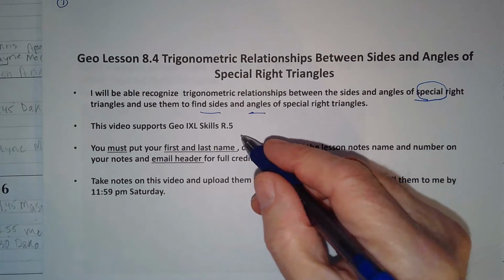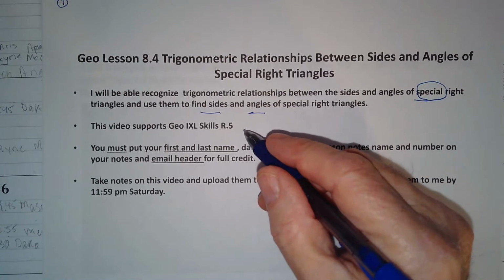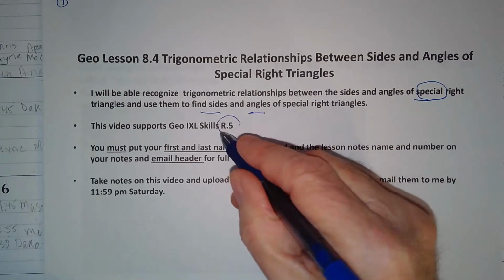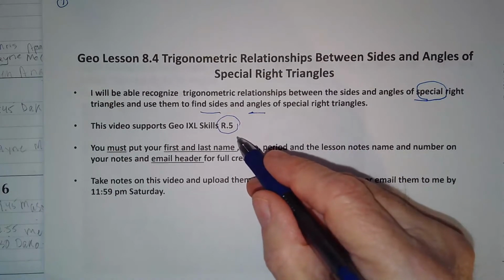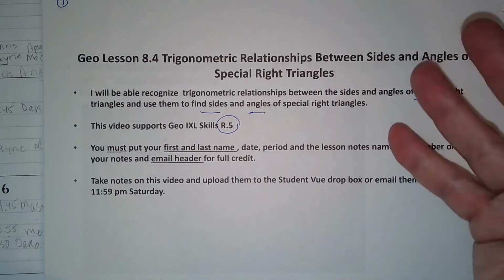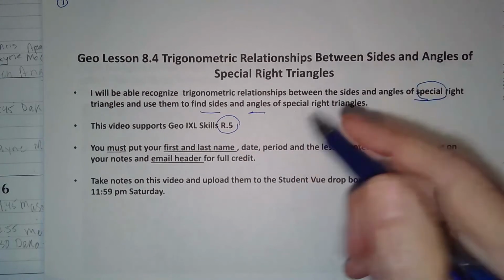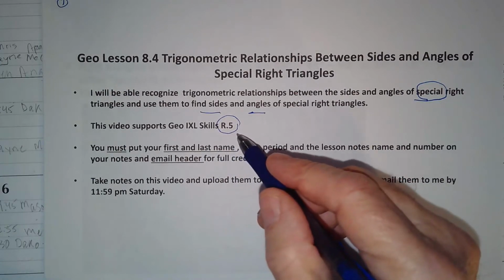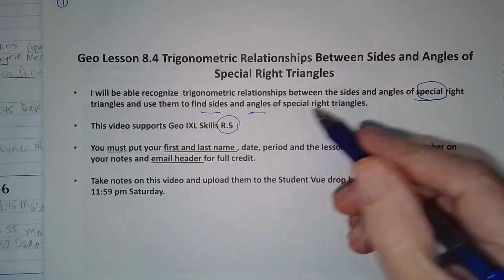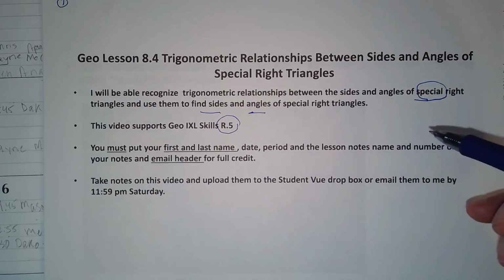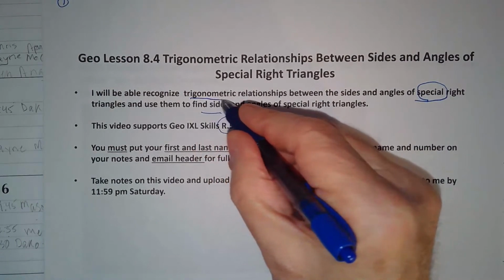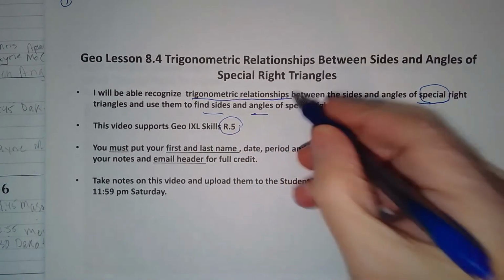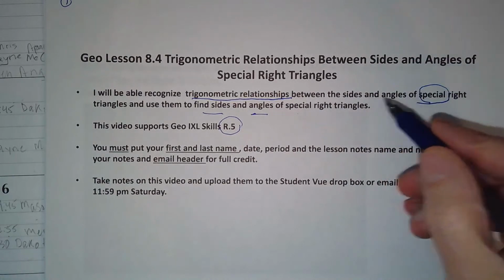And this video solely supports Geometry IXL Skill R5. If you'll remember, I originally was going to include the information that is in this video in the previous video, and R5 was going to be supported by that previous video. It turned out to be too long and I felt it would confuse you, so I split it up, and this makes it a little bit simpler. So we're just focusing on the trig relationships of special right triangles.